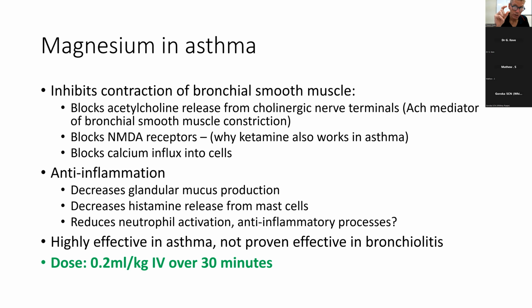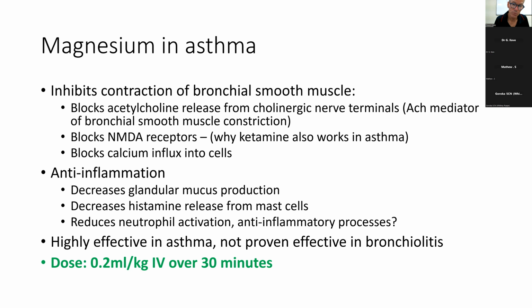The normal magnesium level is up to 1.2. And usually I try to push it up to about 1.5 and try to keep it at about that level in children who've got severe asthma. So that's very effective in asthma. It's not proven in bronchiolitis, so I don't use it in bronchiolitis, but in asthma, yes. There are lots of physiological reasons why magnesium might work as well.